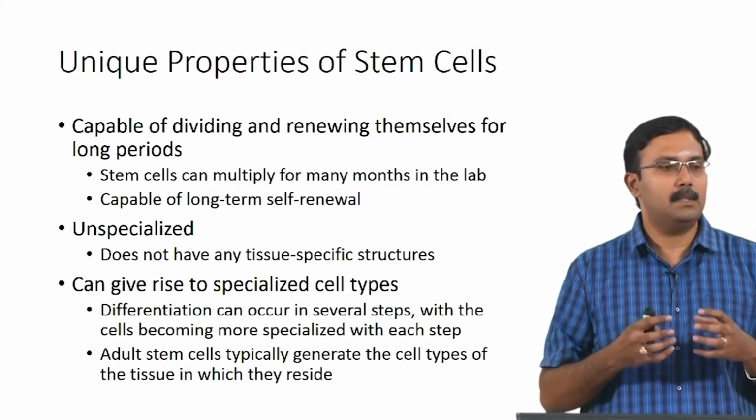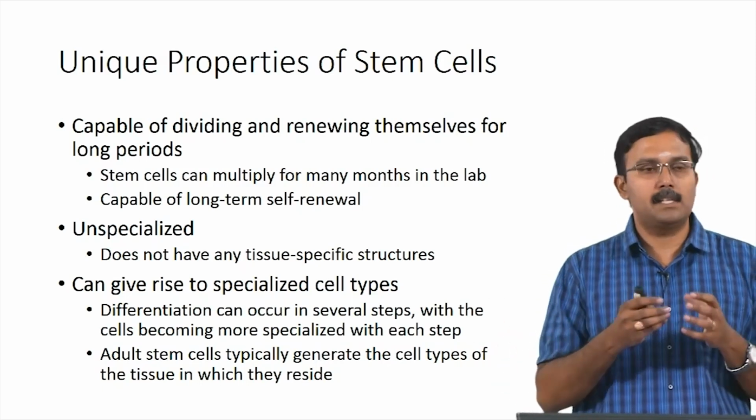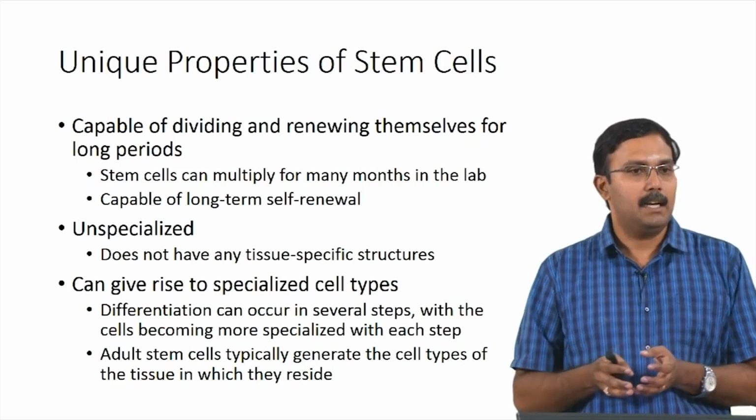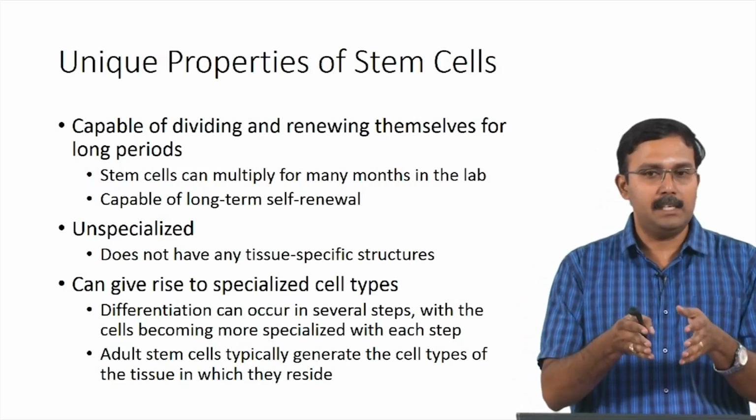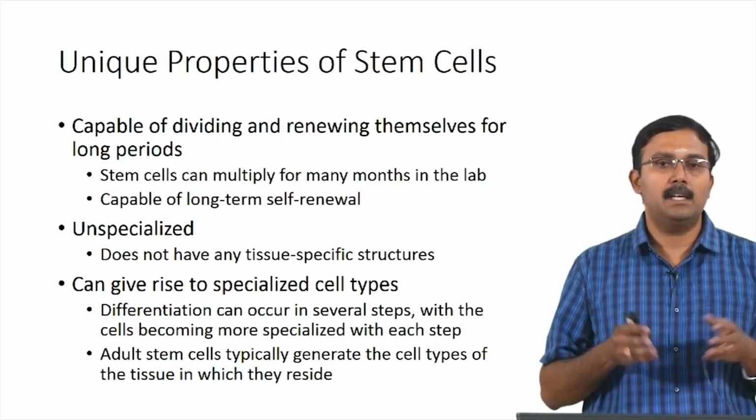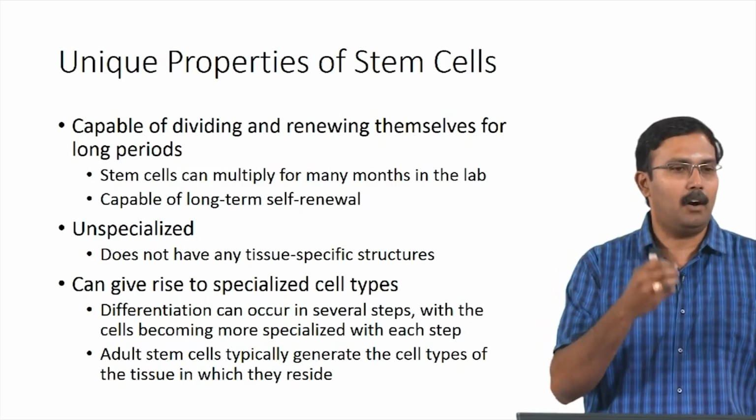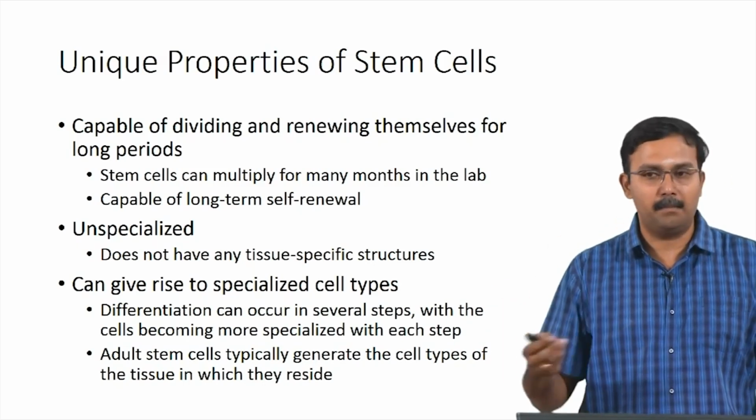So, differentiation actually does not happen as one step, it goes through multiple steps where the cells become more and more specialized, and finally they get committed to one lineage and form one particular type of cells. So, adult stem cells typically generate the cell type of the tissue where they are obtained from.